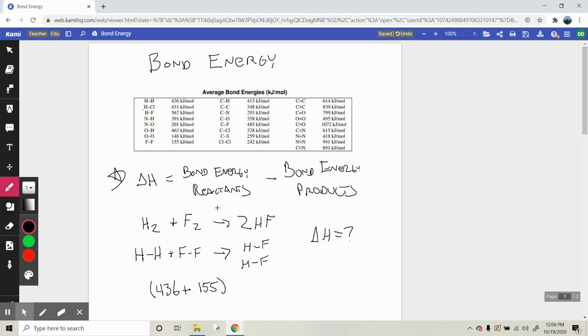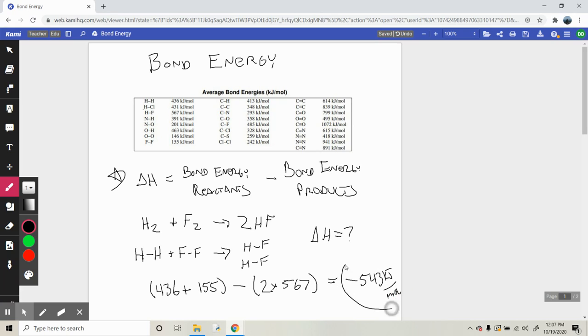Okay, reactants are done. Now let's subtract our products, which we have two H to F bonds, which are going to be 567. All right, we go ahead and do all that. We plug it into our calculator, and now our delta H should be something like negative 543 kilojoules per mole.